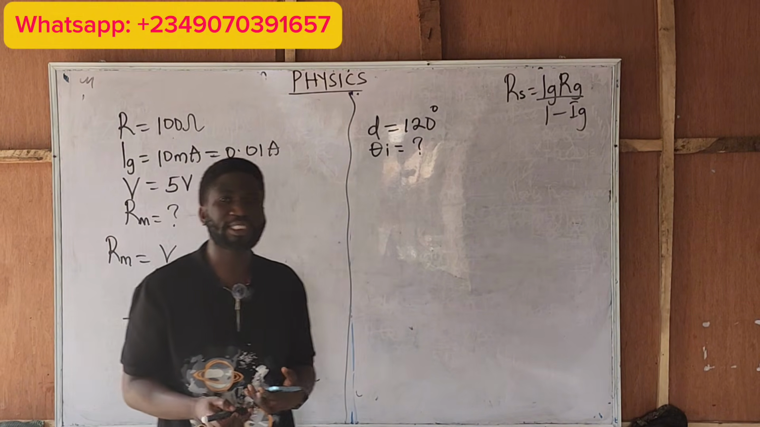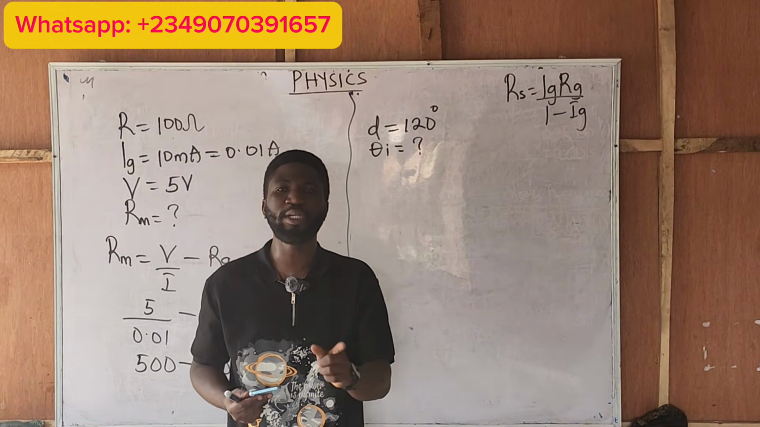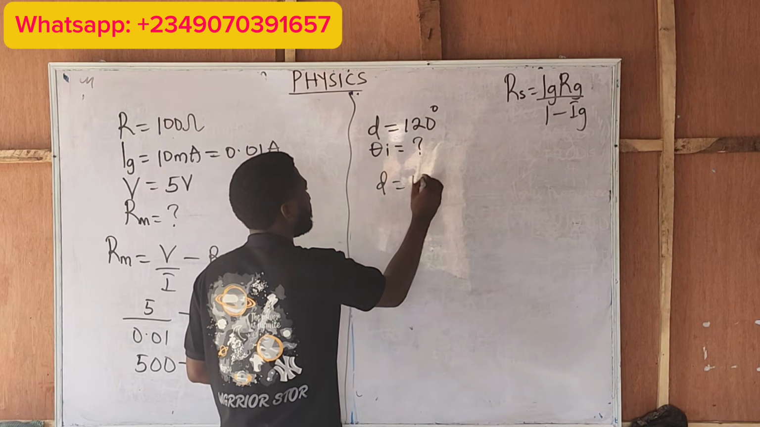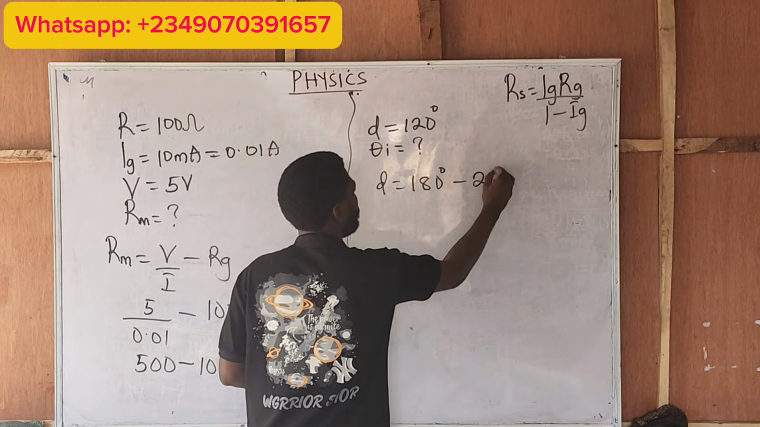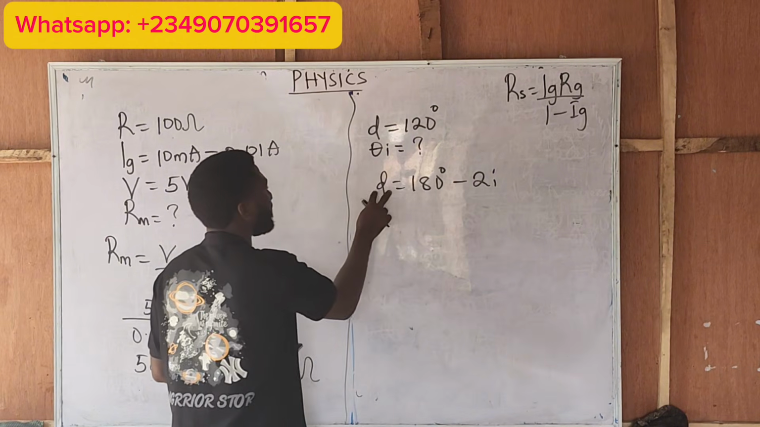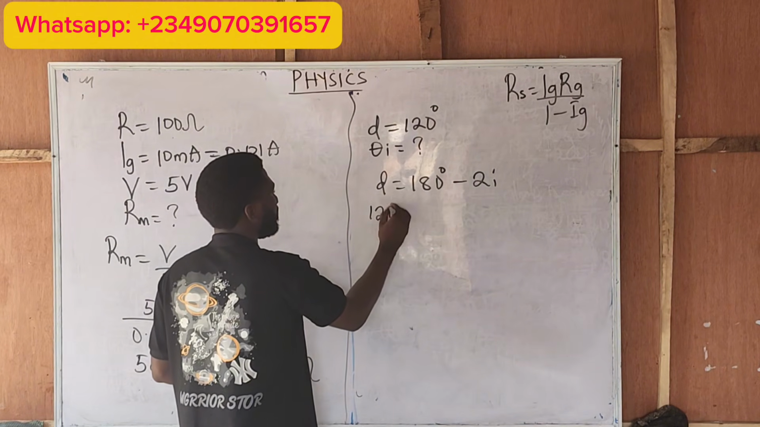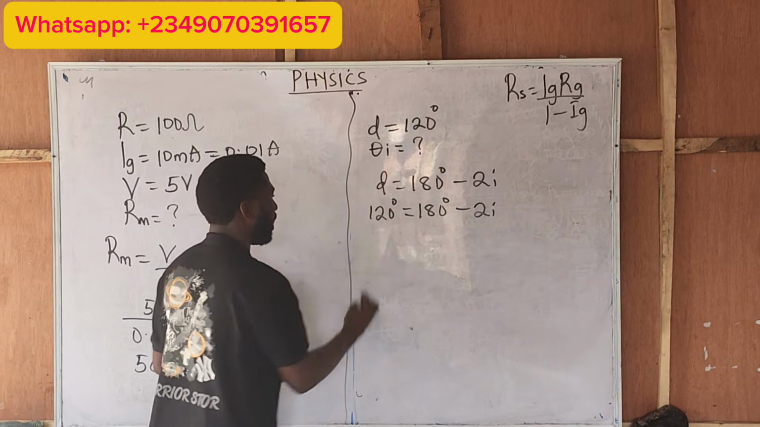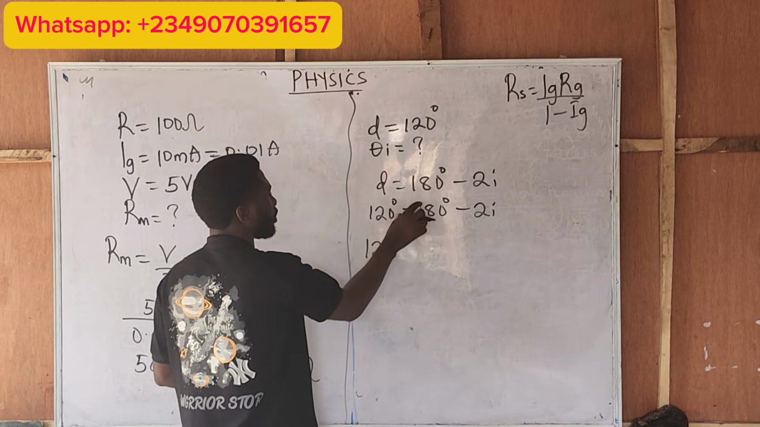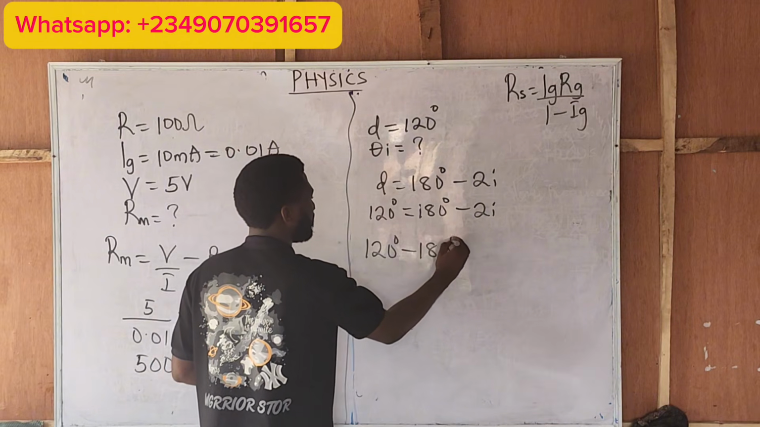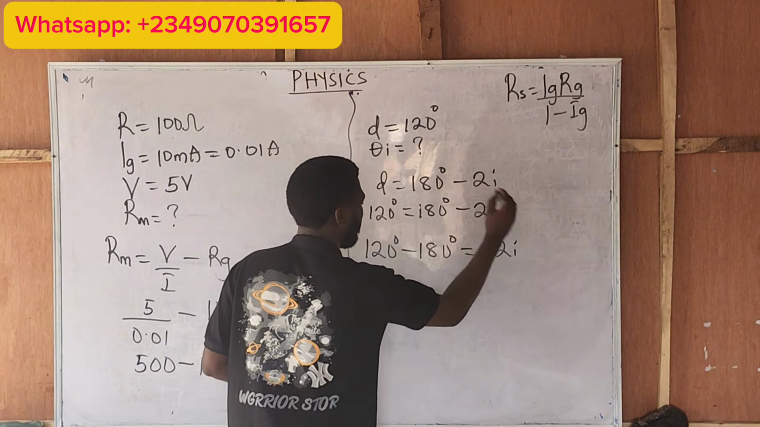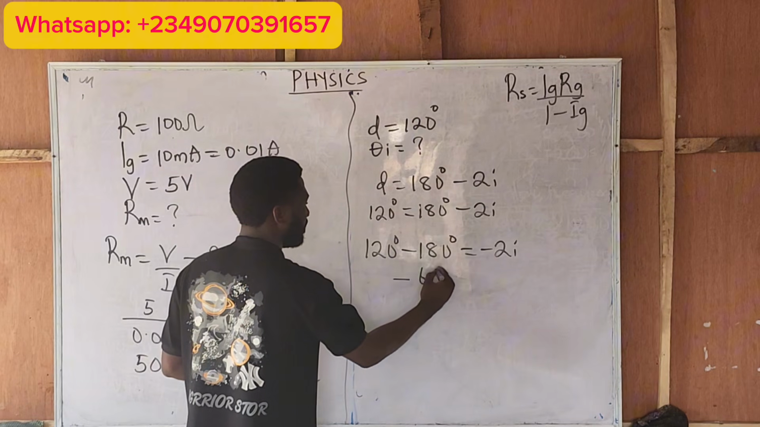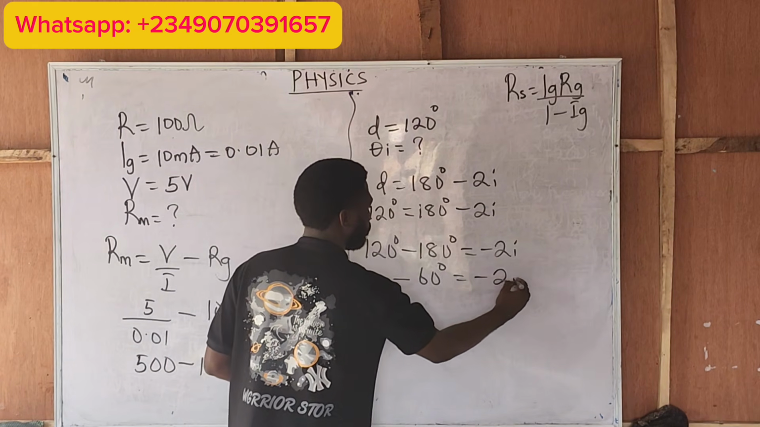So take note of this, that angle of deviation is known to be 180 degrees minus 2i. Angle of deviation is equal to 180 degrees minus 2i. So what is D? D there is 120 degrees equals 180 degrees minus 2i. So I have 120 degrees here. If this comes here, that's minus 180 degrees, then equals minus 2i. And 120 minus 180 will give us minus 60 degrees equals minus 2i.